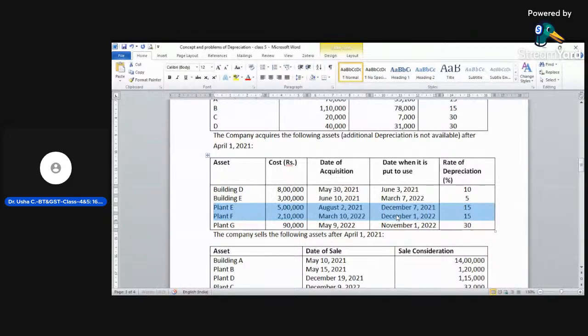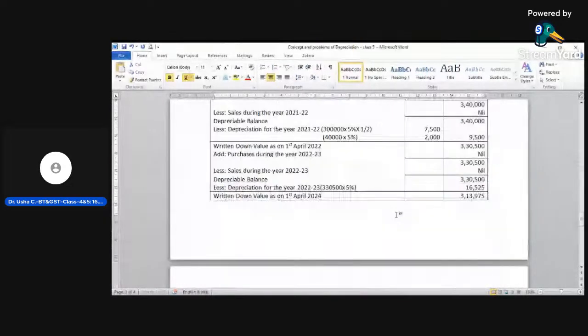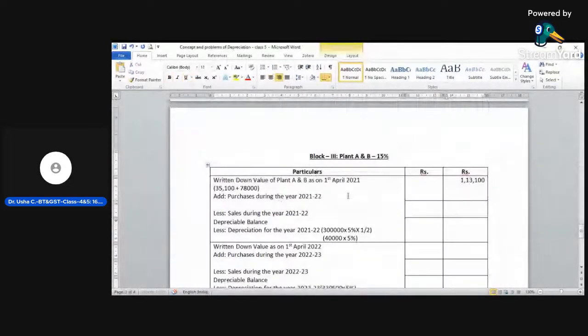So now take plant E, but not plant F, because the asset is not put to use during 21-22. Plant E is purchased and put to use for less than 180 days. So only half of the depreciation for this 5 lakh is to be charged. Amount is 5 lakh, purchased during the year.